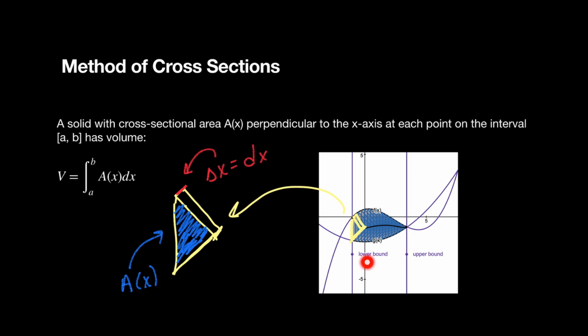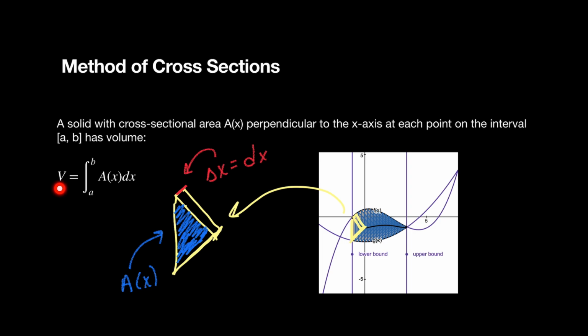That's because my cross sections are all perpendicular to the x-axis. So if you think of this as like a loaf of bread, the thickness of each slice is actually a change in x, or a delta x. If we apply the limit process, if we compute the volume of each of these little slices, which would be A sub x, this area, times delta x, and we let delta x go to 0, then we're going to end up getting this integral right here.